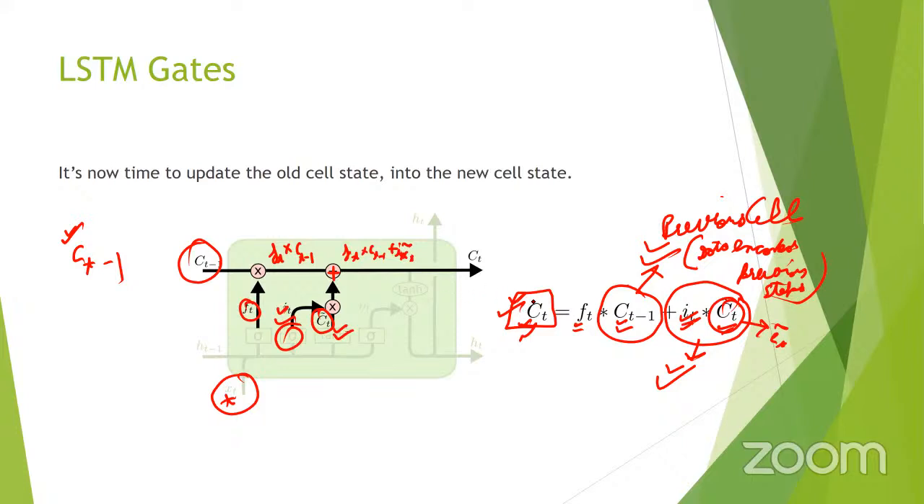So now this cell state has been updated to have the previous state information as well as the current time step information, right? So this is the update of your cell state.